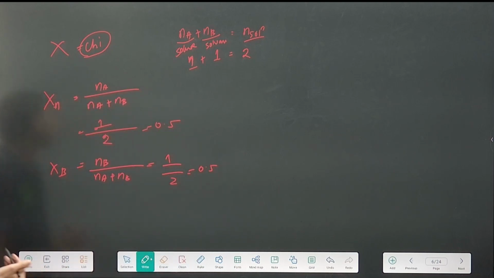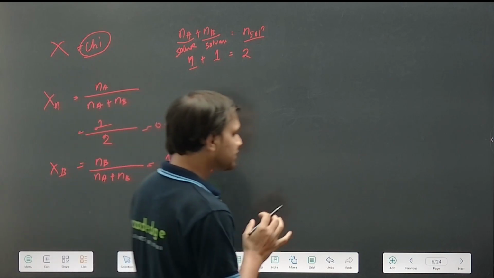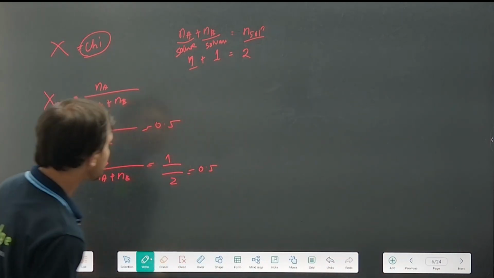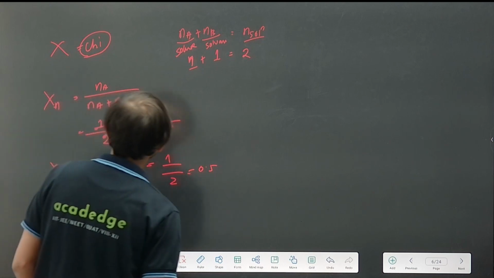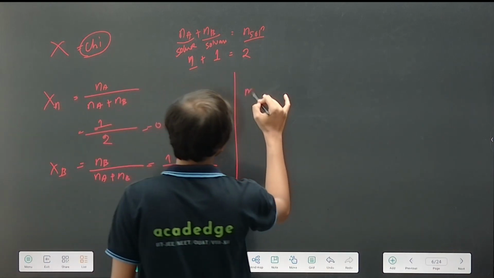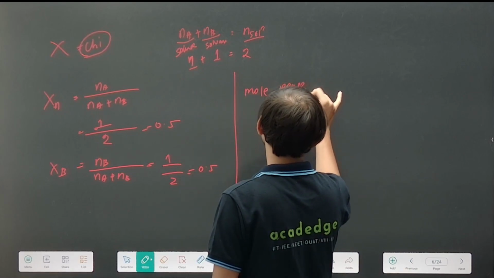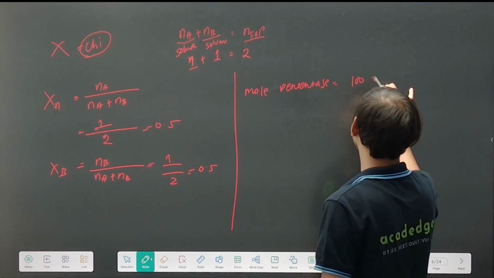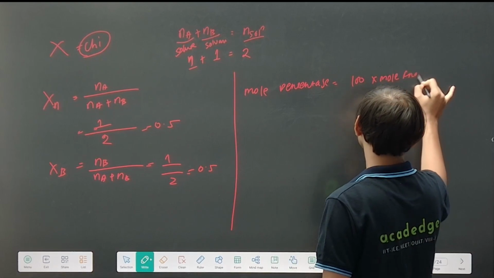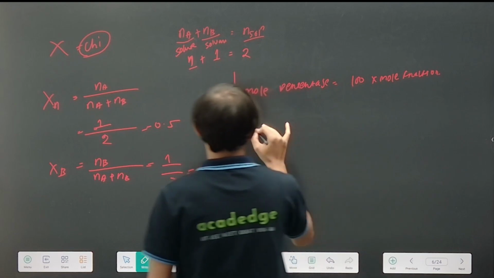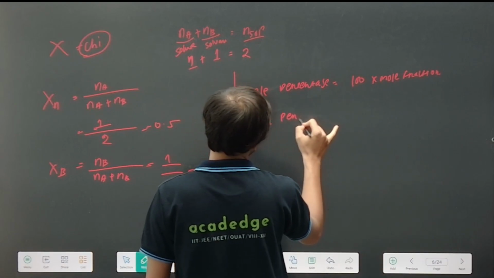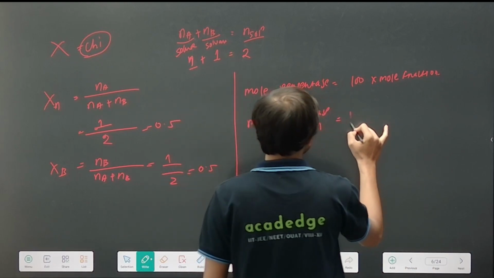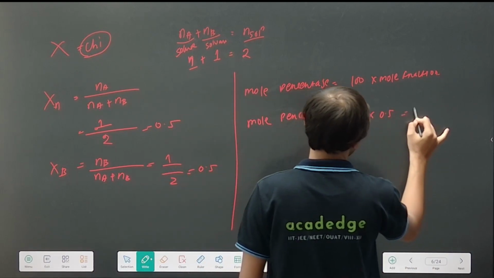If I want to calculate the mole percentage, if the question asks what is the mole percentage comprised by the urea, and what is the mole percentage comprised by the water. I have already told you, in order to find the mole percentage, you can simply multiply 100 with the mole fraction. So if you want to calculate the mole percentage of A, which means urea, I can simply multiply 100 into 0.5. So it is coming out to be 50%.